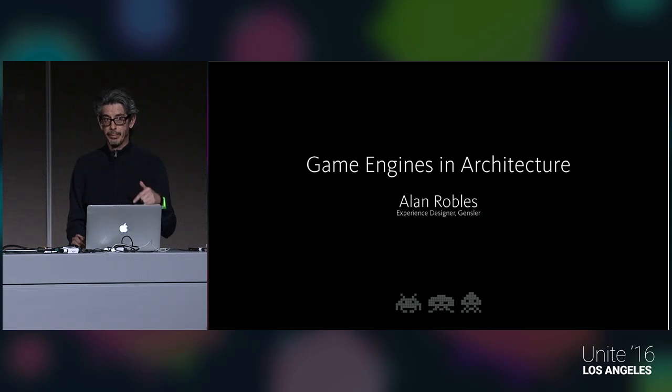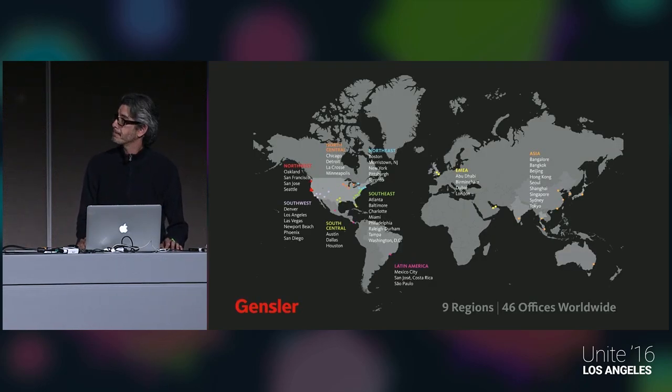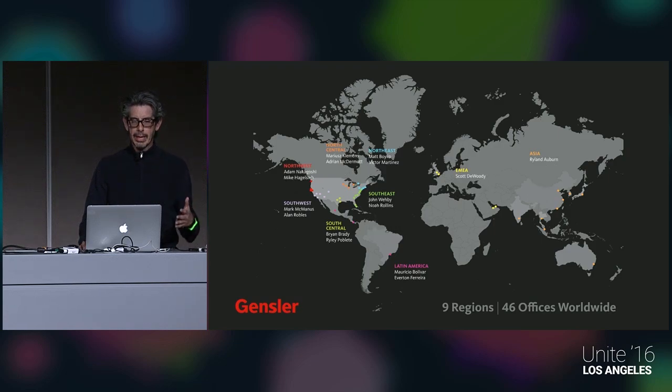So before I get deep into experience design, Gensler, if you don't know who we are, we were founded in 1965 by Art Gensler. We've got 46 offices, 9 regions around the world. Our growth has been organic. We just go where our clients are asking us to go. We don't say we're going to open an office here and make it happen. We're actually drawn to those places. And so what you see is an expression of organic growth for us. It does make us the largest architecture design firm in the world.